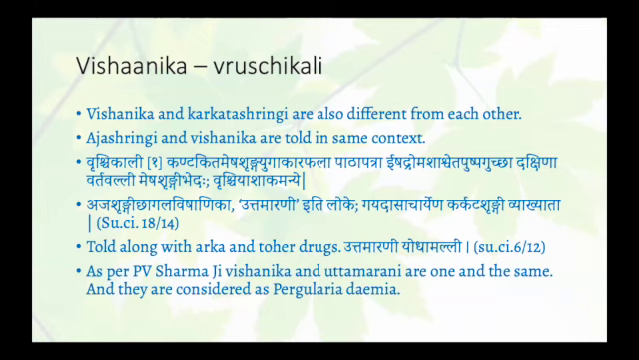So from this we can see that Vishanika and Karkatashringi are different from each other, and Ajashringi and Vishanika are told in the same context, so Ajashringi and Vishanika are also different. As per P.V. Sharma ji, it is said that Vishanika and Uttamarni are one and the same plant, and they are considered to be Pergularia daemia.